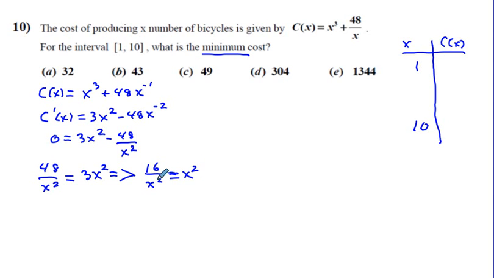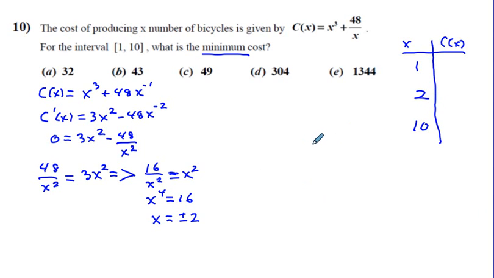And cross multiplying the x squared, we're going to get 16. We'll get x to the 4th power is equal to 16. And taking the 4th root of both sides of the equation, we're going to have x equal to plus or minus 2. And between x equals 1 and x equals 10, the negative 2 is not in that interval, so we're going to put 2 right here.